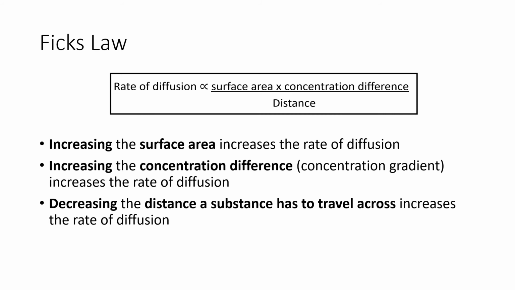And we also have to talk about the distance that the substance has to move, so how thick the membrane is. If the membrane is really thick, it's obviously very hard for the substance to move across, so the rate of diffusion will be low. If the membrane is really thin, then the substance can get across very quickly and the rate of diffusion will be higher. If we increase the surface area, if there's more surface area, there's more room for the substance to move across, so that will also increase the rate of diffusion. And if we make a bigger difference in concentration, we will make the rate of diffusion increase.